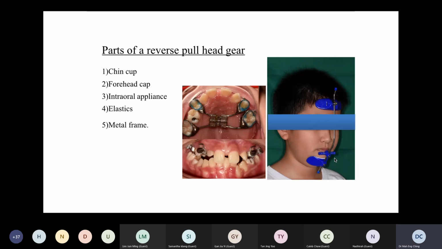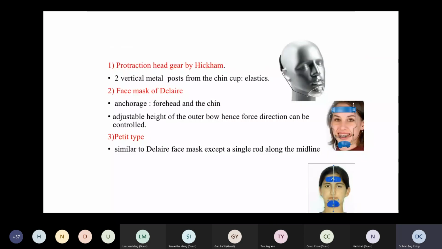So, like we mentioned before, this headgear or reverse face mask was started by the protraction headgear by Hickham. They have two vertical metal poles from the chin cap with elastic attached. You see, the initial design for this reverse face mask was by Hickham. So mainly you just have the chin cap, with two metal bars sticking out. These two metal bars can attach a rubber band to the maxilla.